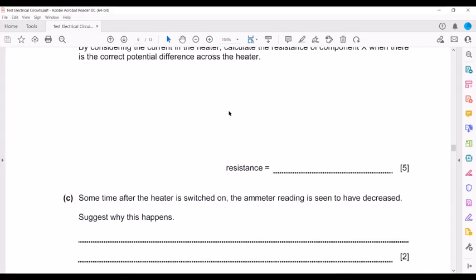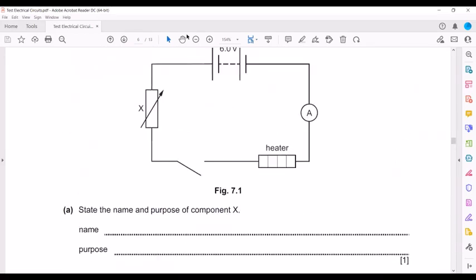Sometime after the heater is switched on, the ammeter reading has decreased. Why has the ammeter reading decreased? Because as the heater produces heat energy, the temperature increases. What is the relation between temperature and resistance of conductors? They are directly proportional. So as the temperature increases, the resistance will also increase. And what is the relation between resistance and current? They are inverse. So if the resistance increases, the current in the circuit will decrease.